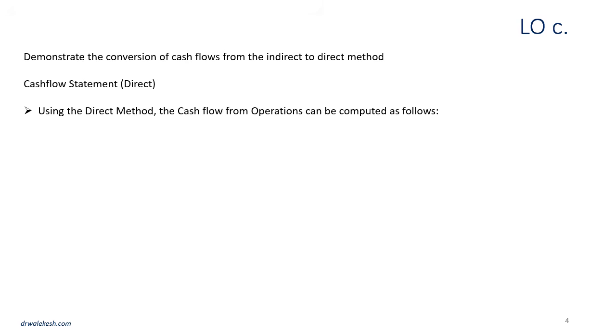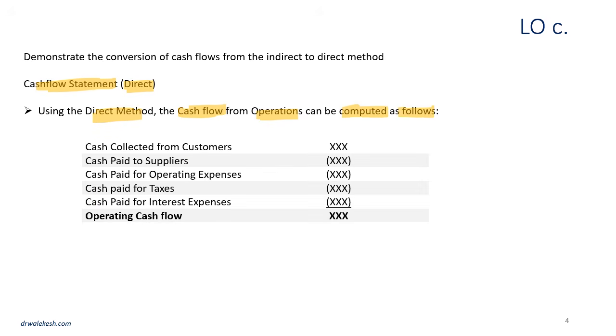Let us get started with the direct method of preparing the cash flow statement. Using the direct method, the cash flow from operations can be computed as follows. So we have the pro forma here. Cash collected from customers is an inflow. That will be positive. Cash paid to suppliers, that will be negative.